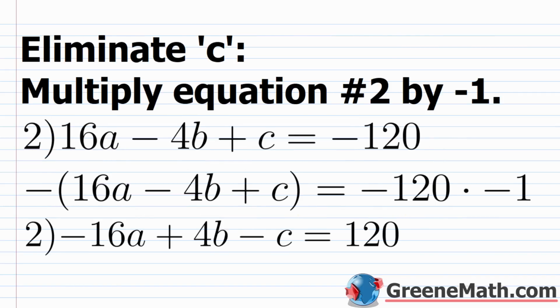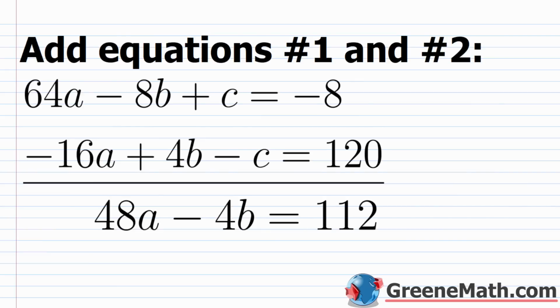Okay, so same strategy. We're going to eliminate c. So we're going to multiply equation number 2 by negative 1. And then we can add equations number 1 and number 2, and then number 2 and number 3. So if we modify our equation number 2, we're going to end up with negative 16a plus 4b minus c is equal to 120. And then we can add equations number 1 and number 2.